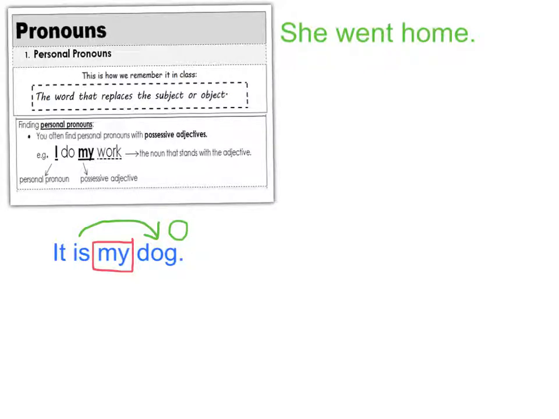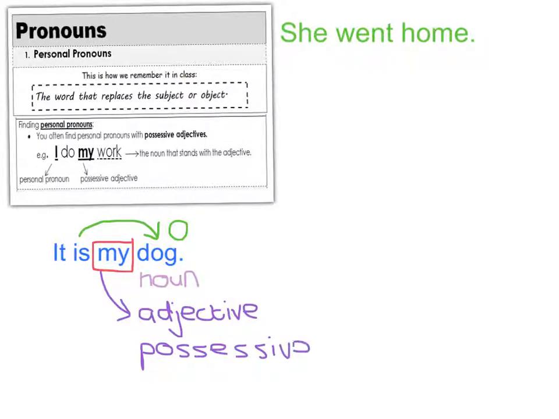Well, to find that out, we have to look at the word directly after my, which is dog. And dog is a noun. Now let's look at the word before the noun, which is my. We know that the word before the noun is usually an, can you guess? An adjective. And because it shows possession, it is also called a possessive adjective. Remember, if you still struggle with possessive adjectives, there will be a special tutorial just on them.